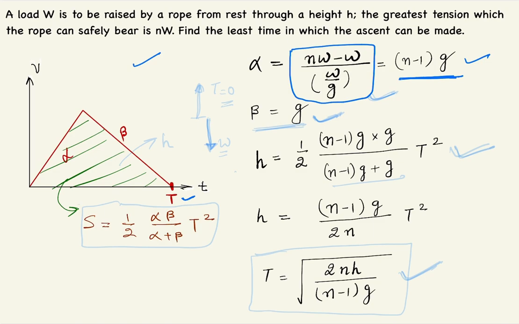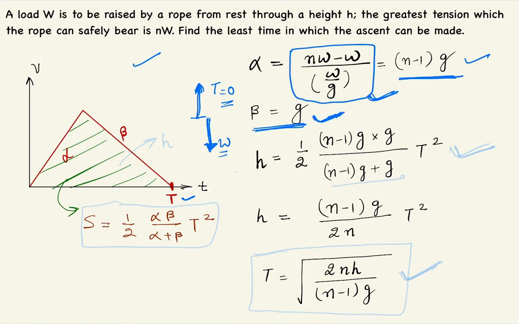Now we have to retard this block, but the tension force is acting in the upward direction, so it will not help in retardation of the block, but the downward force W will help in retardation. So the net downward force will be maximum when this T becomes 0. Okay, so now the block will retard with retardation g, because only weight will be acting in the downward direction. So the maximum acceleration is alpha, which is (n minus 1)g, and the maximum retardation is g.